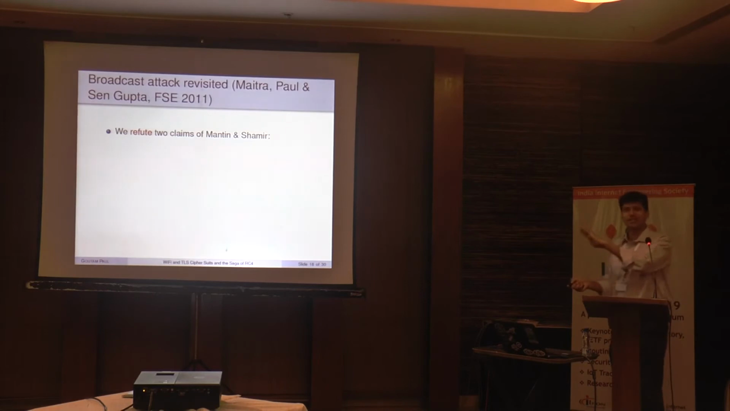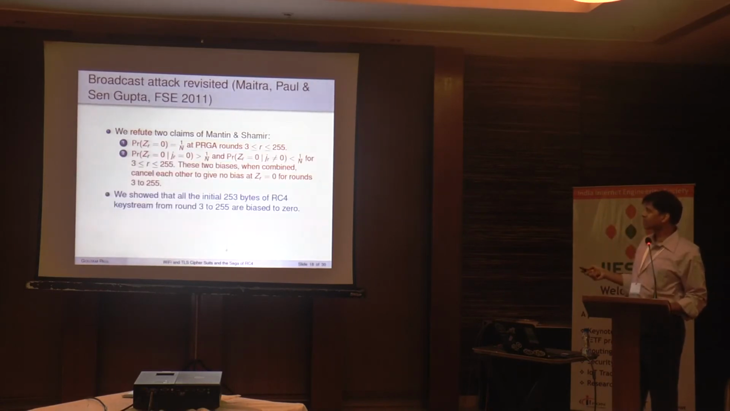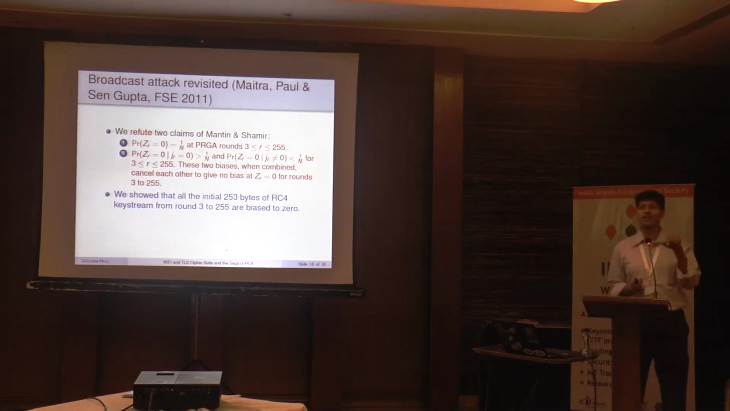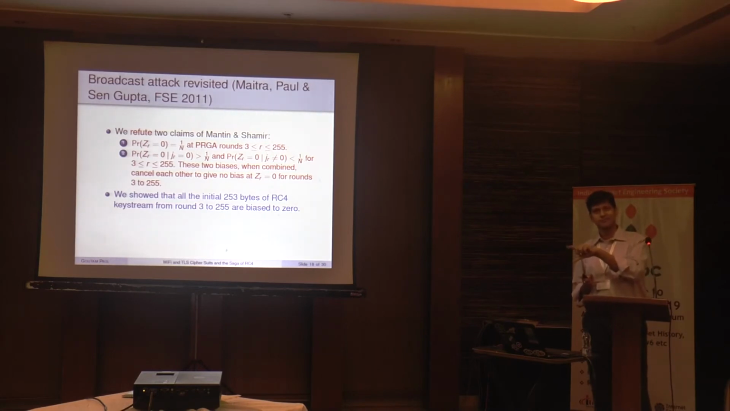Broadcast attack revisited: not only the second byte, but all the bytes except the first two bytes can be decrypted. We show that the bias is of this form: for the second byte the bias is 2 by n, which you can think of as 1 by n plus 1 by n, so the bias is of the order of 1 by n. Here we showed that the bias is of the order of 1 by n plus 1 by n square. So the bias is a little less.